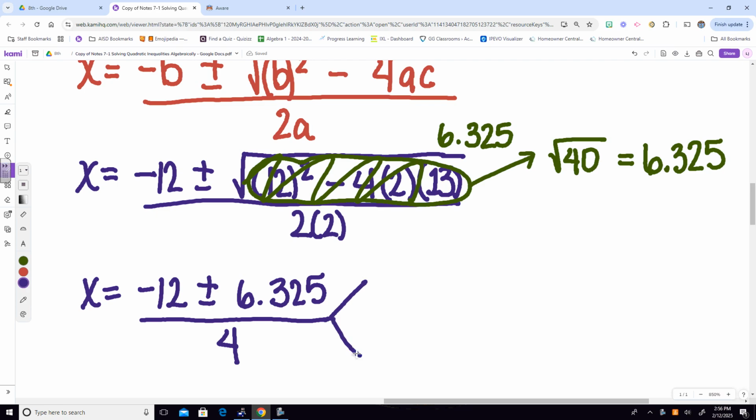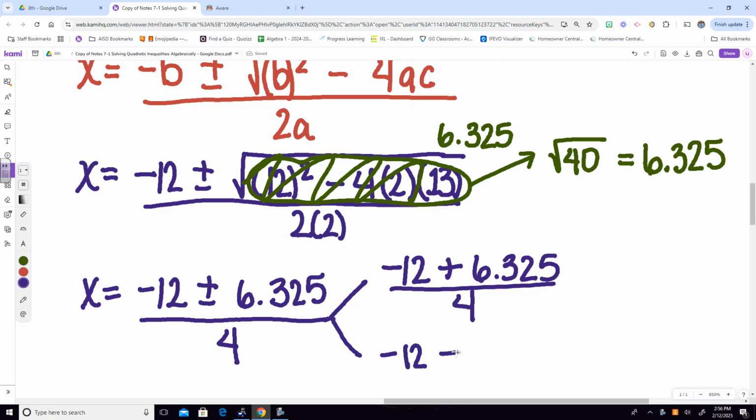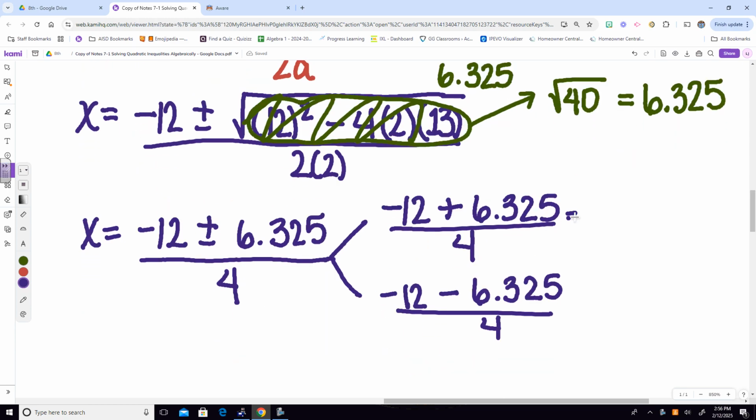And then break it up into 2 problems. It's negative 12 plus 6.325, all of it over 4, or negative 12 minus 6.325, all of it over 4. With me there? Type it into your calculator. Remember, you have to do it in 2 steps.